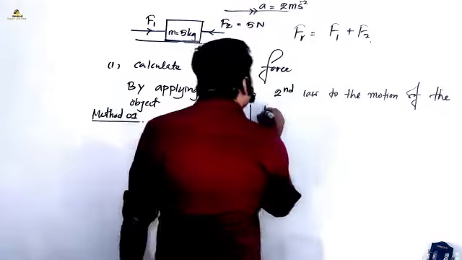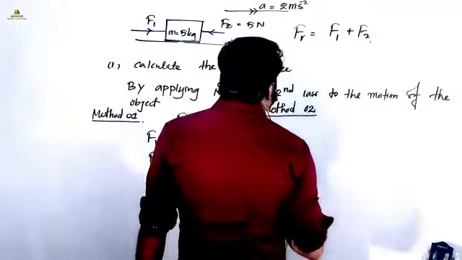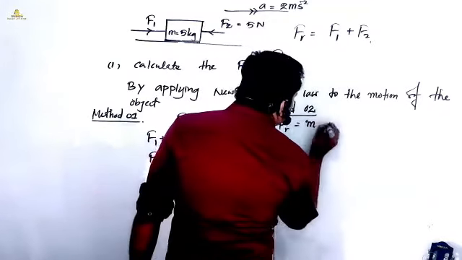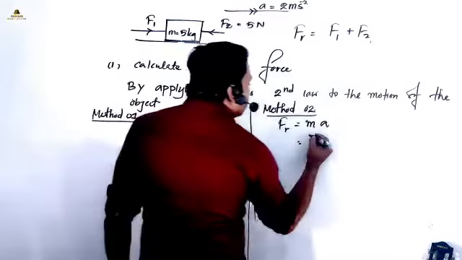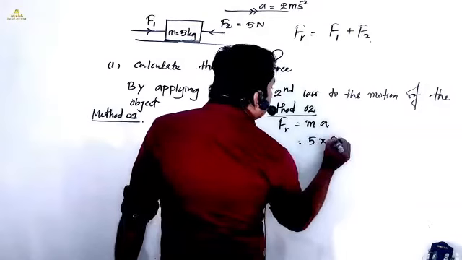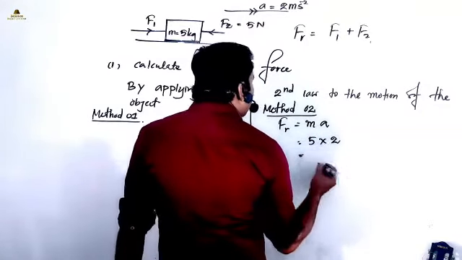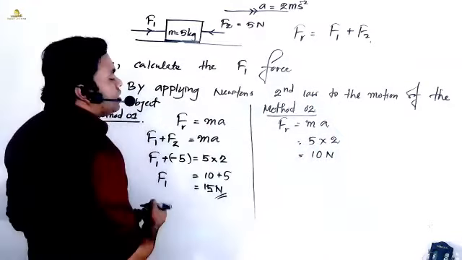So method 2. Yes, by applying F equals ma, you can directly calculate this resultant force by using mass is 5 kilograms and acceleration is 2. So you can end up with 5 into 2, so that's 10 newtons. Okay, so that's resultant force is 10 newtons.